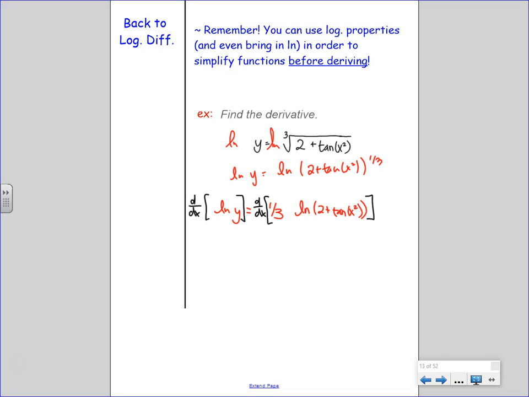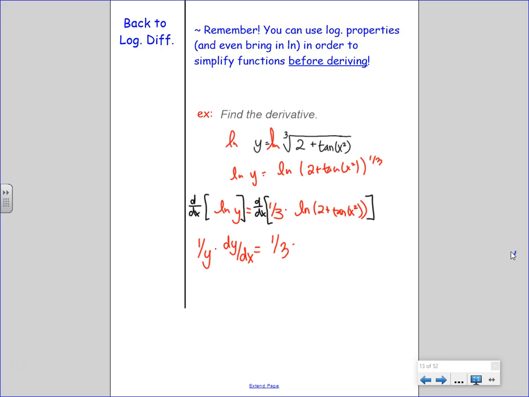ln of y. Who's his derivative? 1 over y times y prime, or 1 over y times dy dx. You know that from implicit, right? We do the ln, then since there's a y, we have a dy dx. Equals 1/3, not product rule, because 1/3 is just a constant. Don't try it. It's just a constant. And every coefficient can just stay, right?